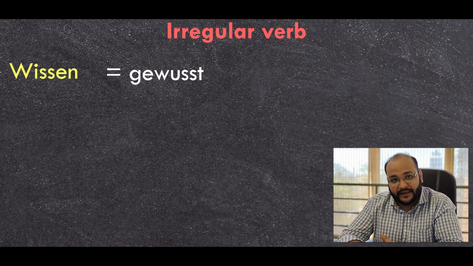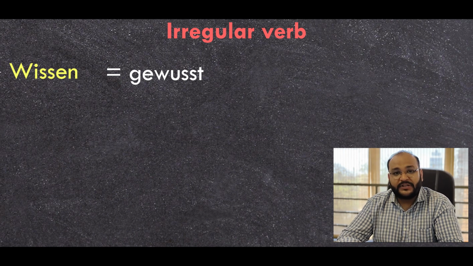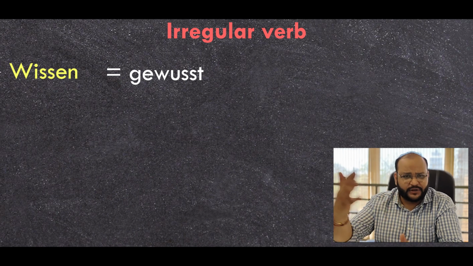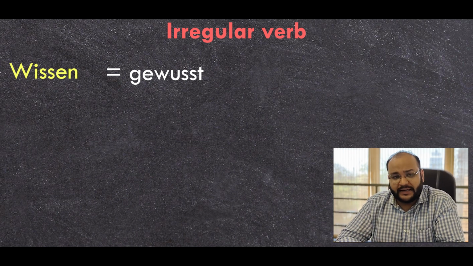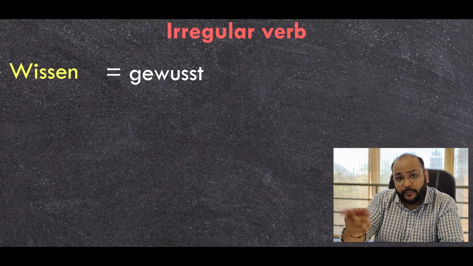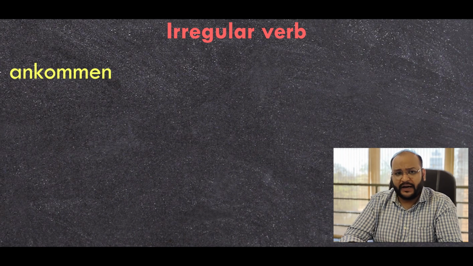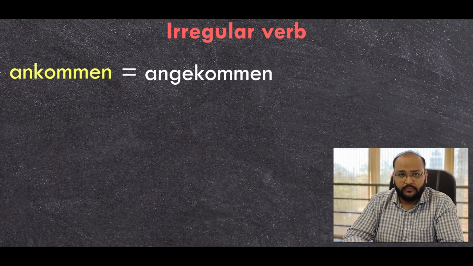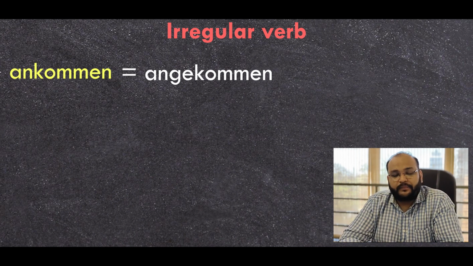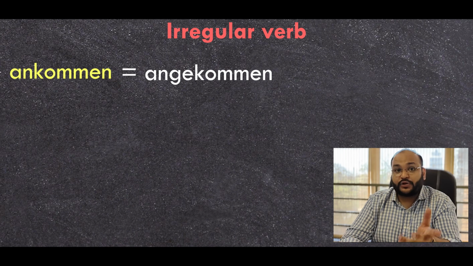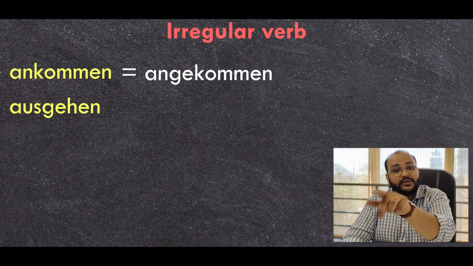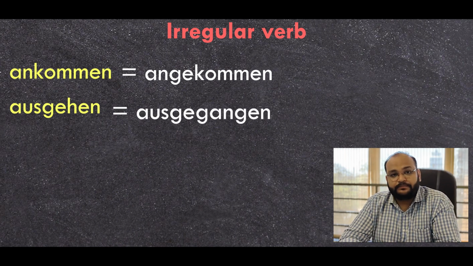Let's look at one more category in irregular verbs: irregular and separable. It's simple. It's very similar to regular and separable. We know kommen is gekommen. So ankommen would be simple, right? Angekommen. Angekommen, because it's separable, so we can put ge in between. Gehen is gegangen. So ausgehen would be aus, gegangen. Simple.